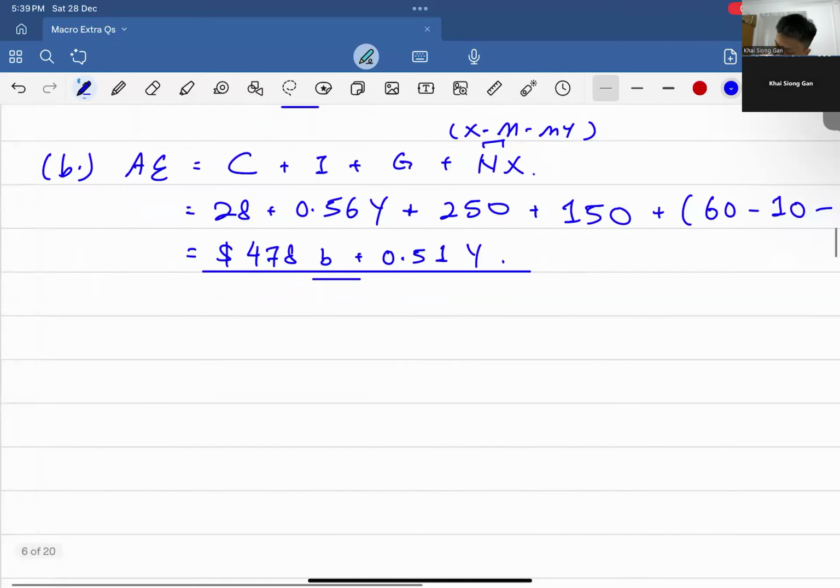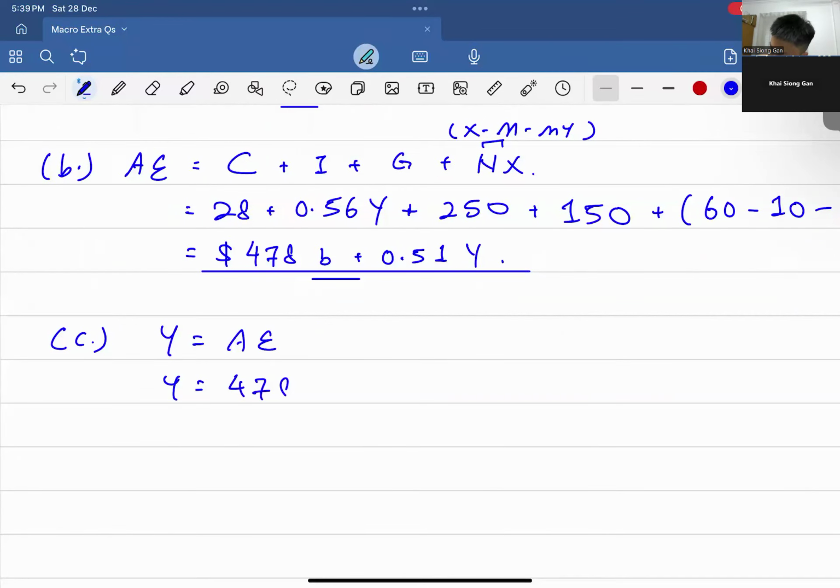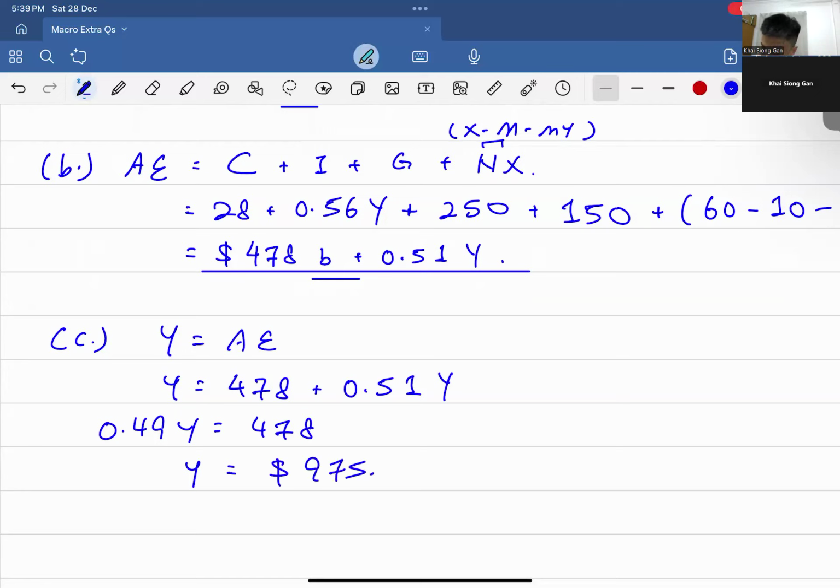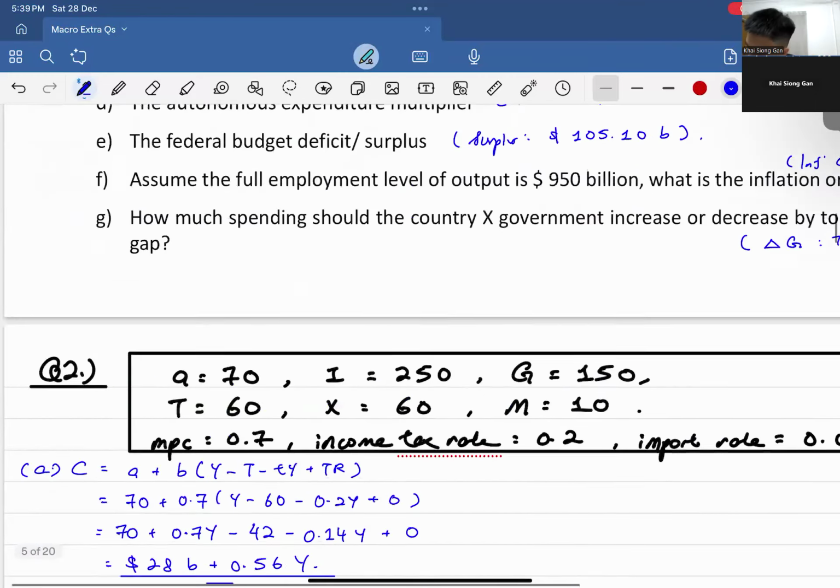Then after that, question C, equilibrium: Y equals AE, Y equals 478 plus 0.51Y. Then move the Y to the left, which is 0.49Y equals 478. Y equals 478 divided by 0.49, you will get 975.51 billion. What's next? Multiplier.